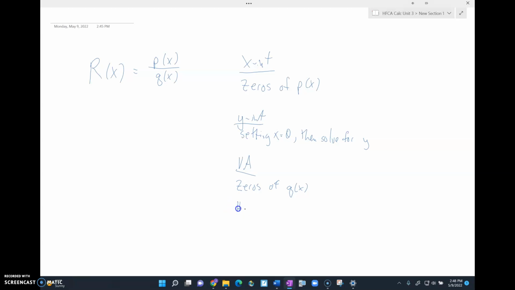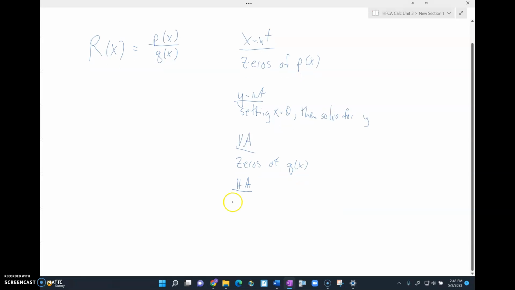Then for horizontal asymptotes, we really have two different scenarios that we're looking at. One of them is if the degree, remember the degree is the highest power of your variable, if the degree of p of x, the numerator, is going to be less than the degree of the denominator, which is going to be q of x, then the horizontal asymptote is always going to be y equals 0. Every single time that's going to happen.